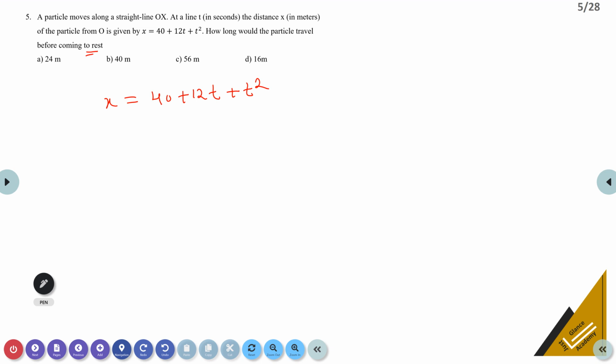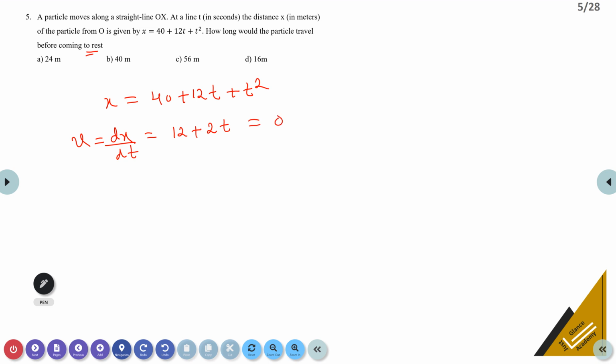Rest means, indirectly it is given, velocity equal to 0. When the velocity will become 0. For this kind of problem, first you differentiate. dx by dt is nothing but velocity. Differentiate this one. This is 12 plus 2t. Here, first you have to find when the velocity will become 0.